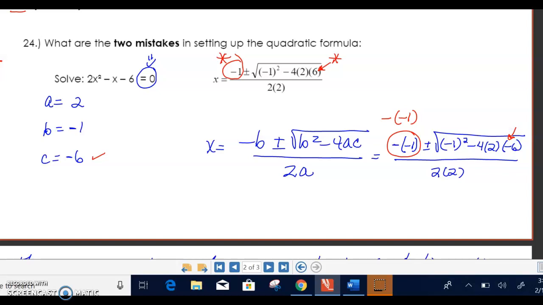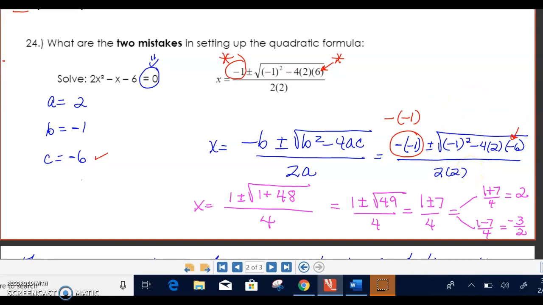Two very common mistakes that are made when using the quadratic formula. Now, take a minute and work through the end result of that quadratic. Okay, so we found 2 mistakes, the negative 1 in front, the 6 underneath.